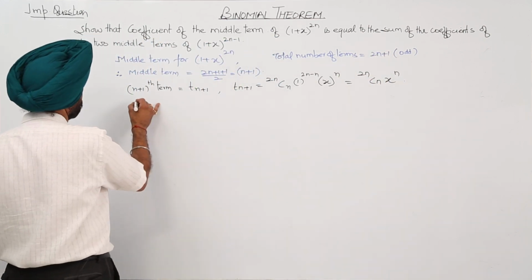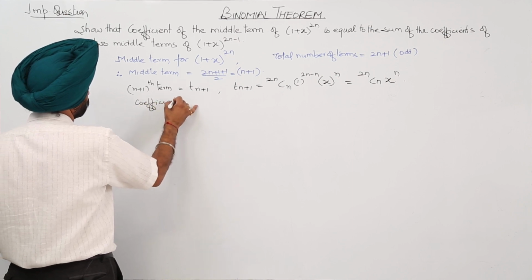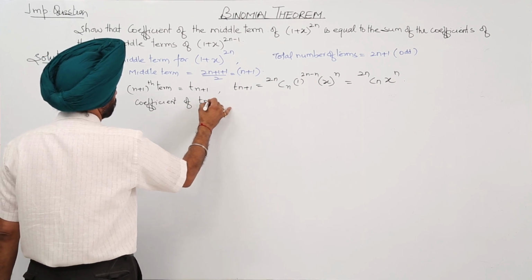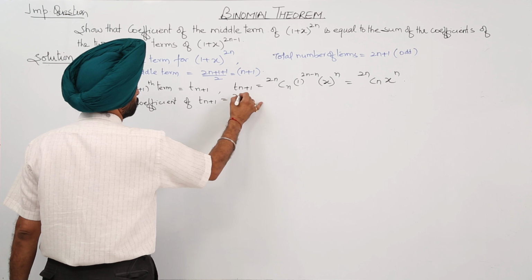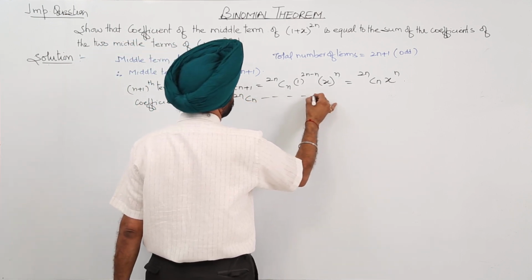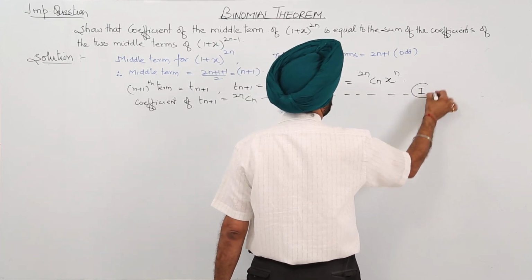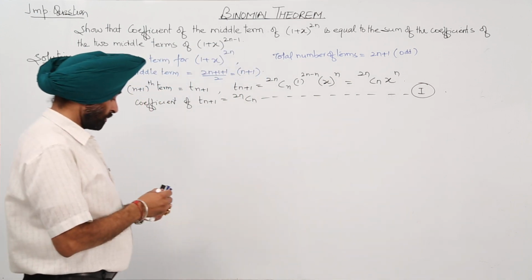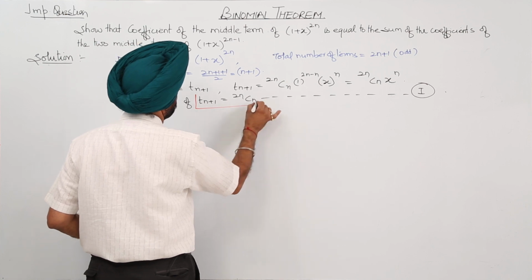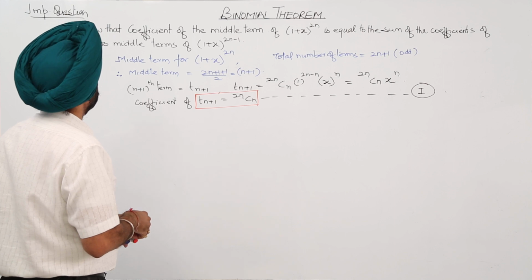Now the coefficient of T(n+1) is equal to 2n C n. This is one thing. Okay. Now for the second part.